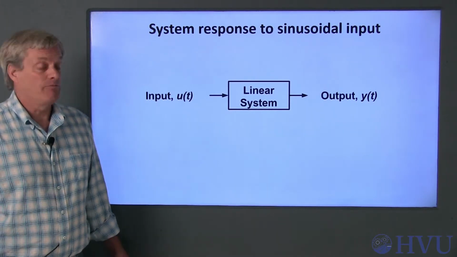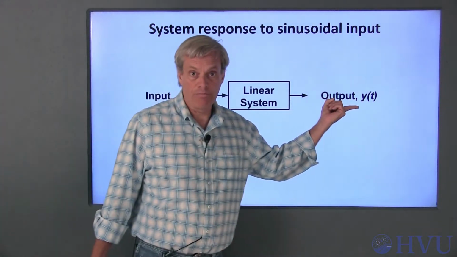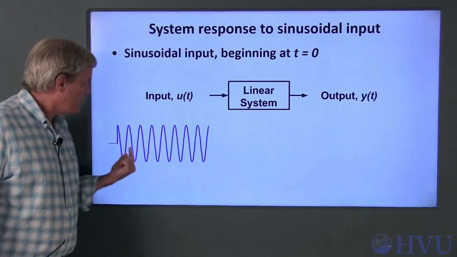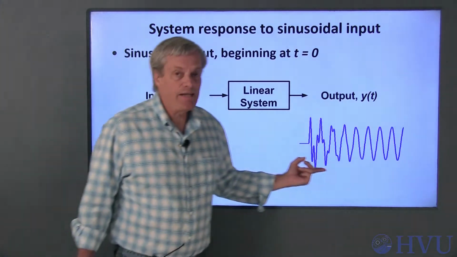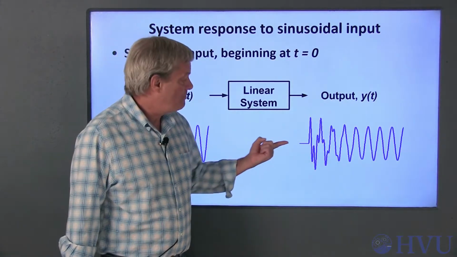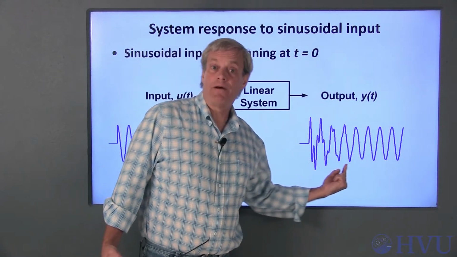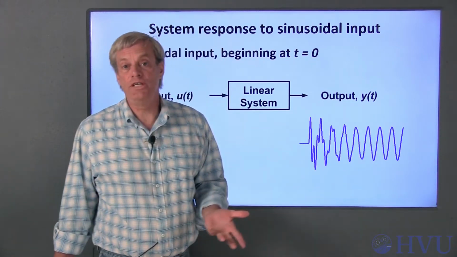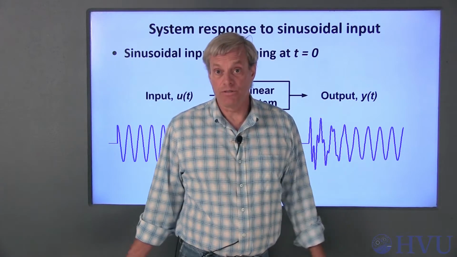In block diagram form, I have a linear system with some input and some output. We start applying a sinusoid to the system at time t equals 0 as shown here. The output might look something like this. The system is initially relaxed, so the output is 0 before time t equals 0. The system responds to the input and goes through a transition period due to the homogeneous solution before becoming sinusoidal, which is its particular solution.